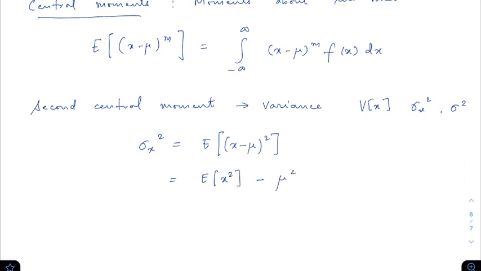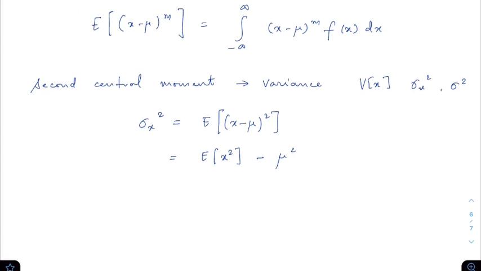And another relevant quantity is the standard deviation, which is equal to the square root of the variance. So that was the motivation behind defining the variance as sigma square. So you can write sigma for the standard deviation. And standard deviation is a measure of the spread of the probability distribution function about its mean.